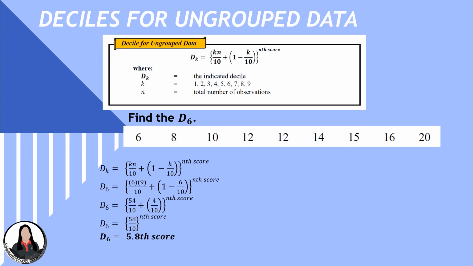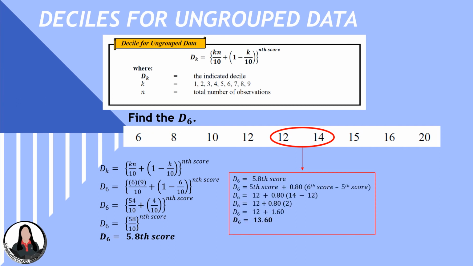Okay? So, our Ath entry, in this case, is the 5th entry, and the B percent, or the 80%, of the difference between the Ath entry and the entry next to it. Okay? So, it means we need to find the value of D sub 6 between the 5th score and the 6th score. Okay? Because we already got the value of D sub 6 as 5.8. So, we will compute between the 5th and 6th scores. In our distribution, these are 12 and 14.